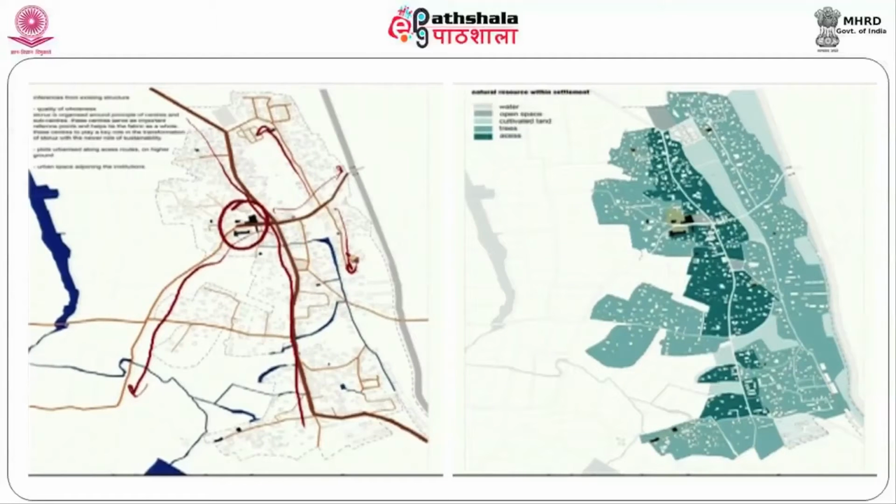On the right, what one has done is, one way to talk about urban structure would be to discuss from the perspective of natural resources. So, you see that there are different grades which are put here, which discuss water, which discuss open spaces, which discuss trees with different shades, and which discuss access routes.